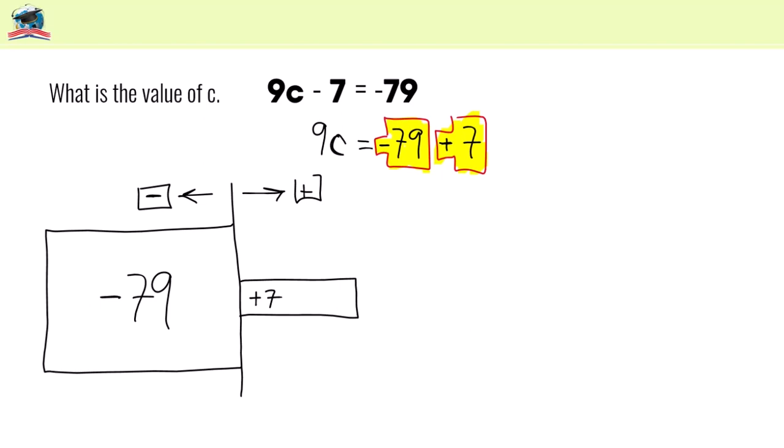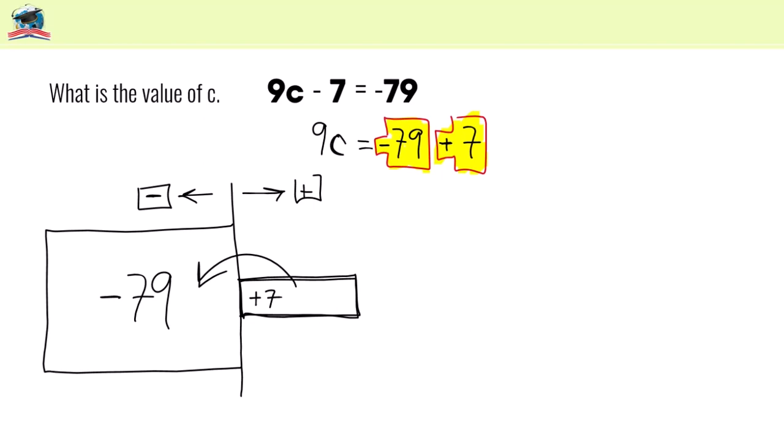And what we're going to do is we're going to take this plus 7. We're going to take this 7 here. We're going to take it out of here and see what is left. So if you take 7 out of 79, you're going to be left with what? Let's see. You're going to be left with what? Nothing. Let's do it this way. You're going to be left with this.